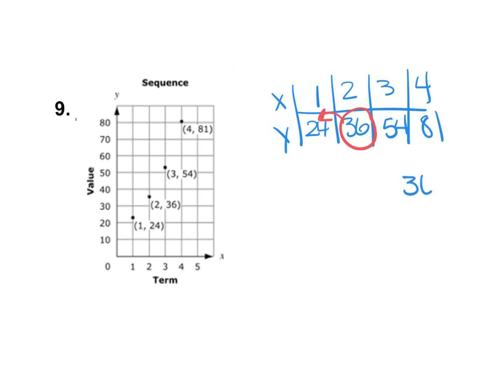We'll take 36 divided by 24, and when you take 36 divided by 24, you get 1.5. And so every time, 24 times 1.5 is 36, 36 times 1.5 is 54, and so forth. So the common ratio that you have here is 1.5.